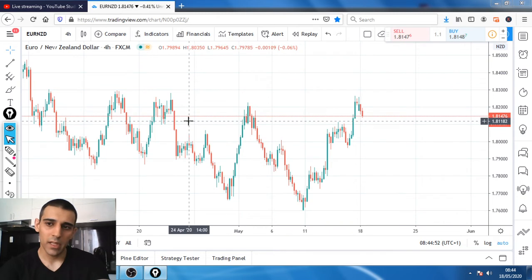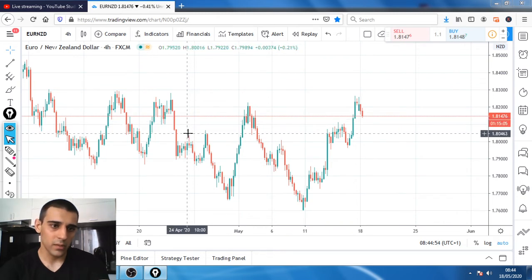So if we take it at 81.15, then we need to take the stop loss down to this level, and we would be looking down to about 80.40.